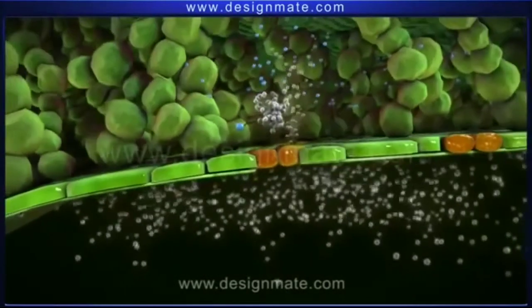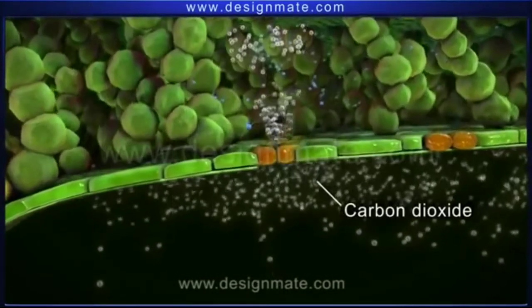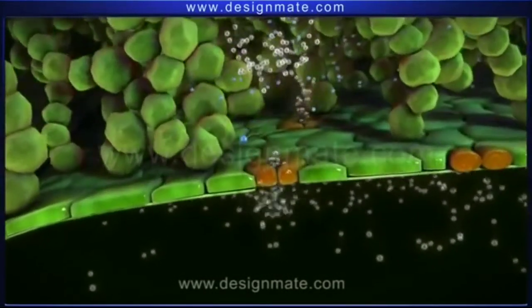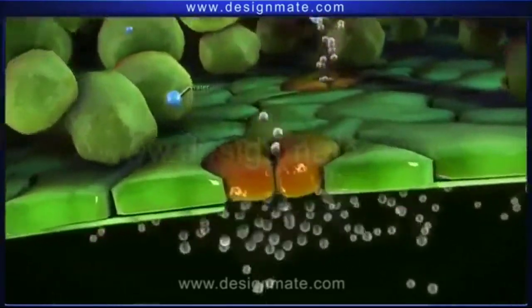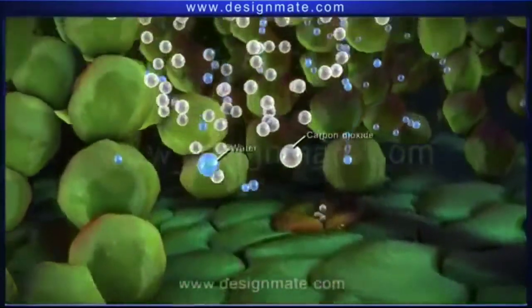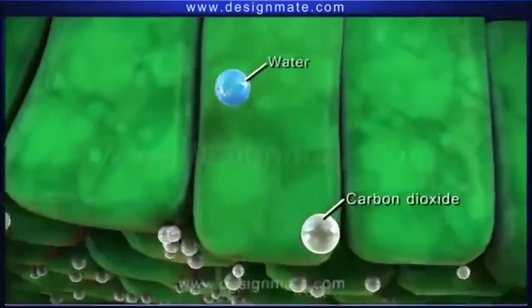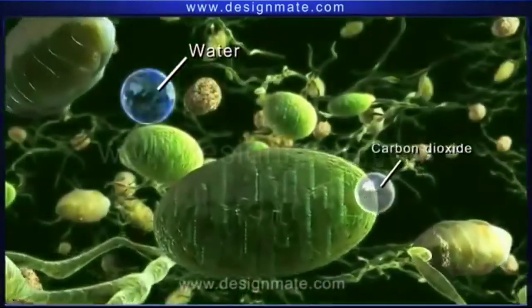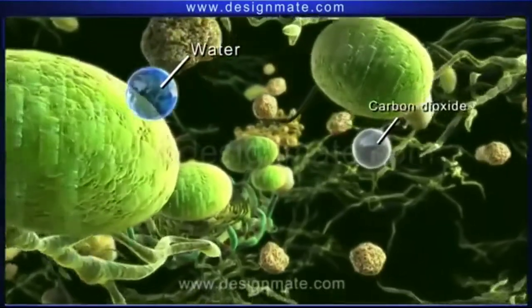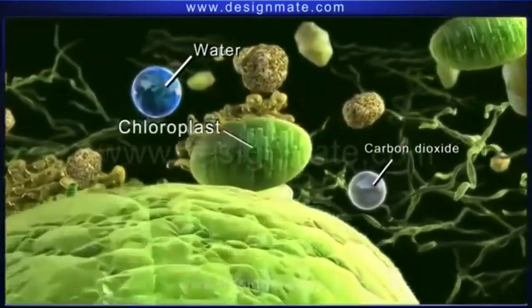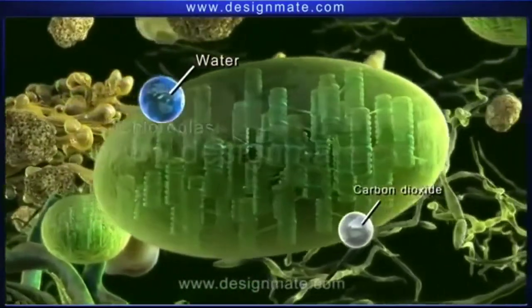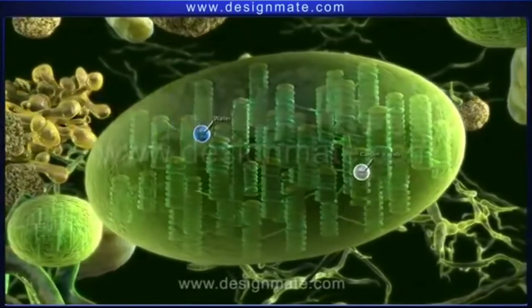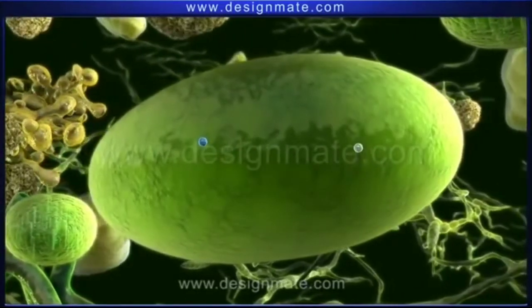A leaf absorbs carbon dioxide from the environment through these stomata, which, after passing through air spaces, enter into the chlorophyll-containing cells. Both water and carbon dioxide molecules are finally absorbed by the chloroplast.